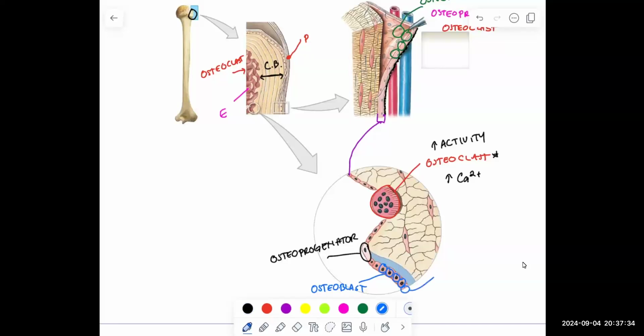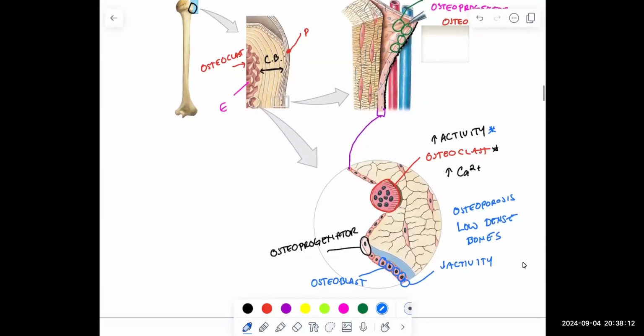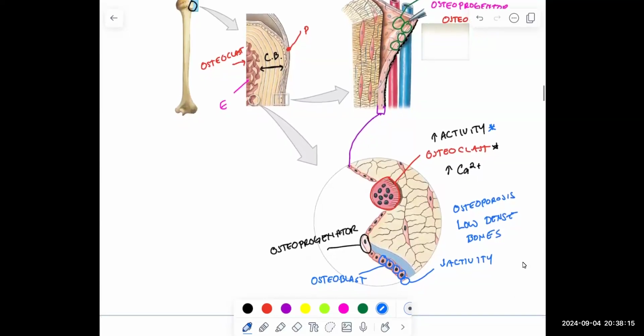If these do not pick up the slack, if these have low activity and these have high activity, you're going to get weak bones, osteoporosis. What does that mean? You're going to have low density bones. These are very prone to breakage, especially late in age. We talk a lot about that in physio.